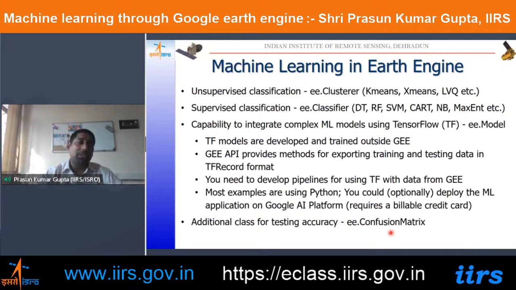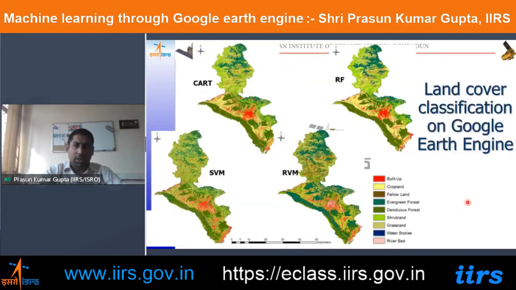Finally, to test all this accuracy, it also has a class called ee.ConfusionMatrix, and it also has provisions to do hyperparameter tuning and so on. And since it is so fast, you can run your models quickly, change the hyperparameters and see the outputs very fast. So that is very easy and quick to do on Earth Engine.